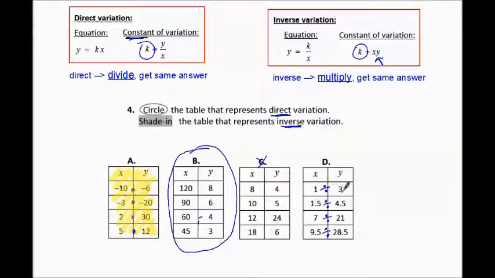And then we try the same procedure for box D. Let's start by dividing them all. 1 divided by 3, that's a 0.333 repeating. 1.5 divided by 4.5 is also that 0.333 repeating. So is 7 divided by 21. Okay, you can be tempted to stop, but you have to check all to make sure it works. 9.5 divided by 28.5 also happens to be that 0.3 repeating. So if division worked, that is direct variation, so we are going to circle that option. Alright, so we ended up with 2 tables that are direct variation, 1 is inverse variation.